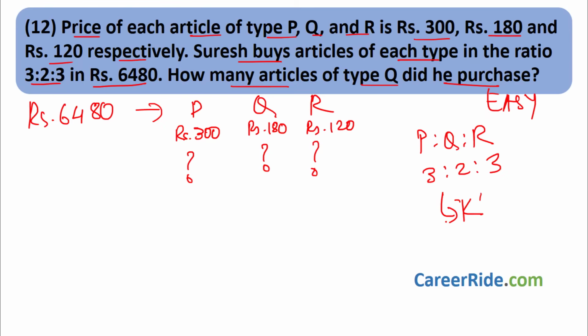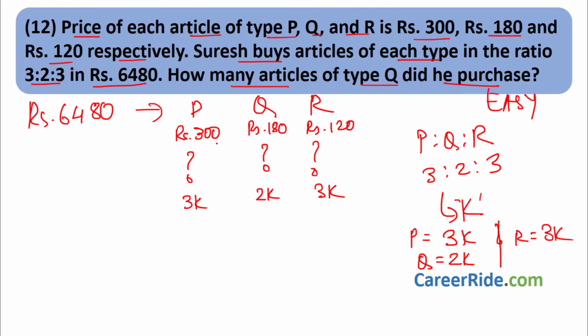So the number of articles of type P that Suresh bought was 3 into K. Of type Q it is 2 into K, and of type R it is 3 into K. Okay. So of type P Suresh bought 3K articles, of type Q he bought 2K articles, of type R he bought 3K articles. So total amount of money spent by Suresh for type P is, one article is 300 rupees. Total articles are 3K of type P. So total money spent for type P is 900K.